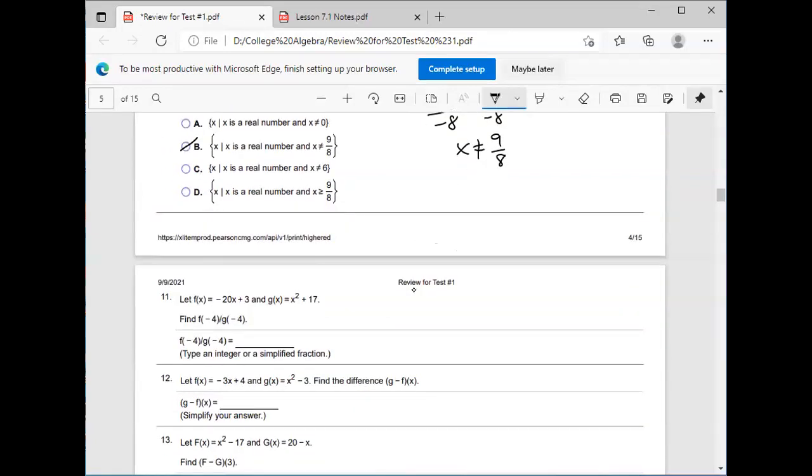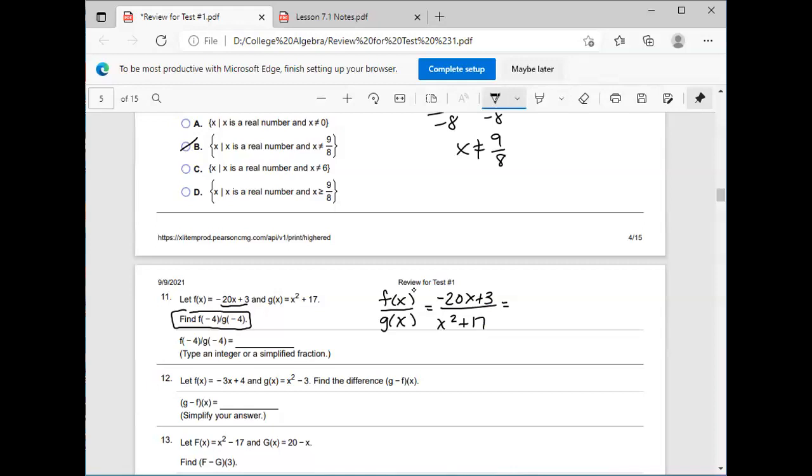So this one says, here's the problem, find f of -4 divided by g of -4. So this means we would do f of x divided by g of x is where we would start. It tells us over here f of x is -20x plus 3, and g of x is x squared plus 17. At this point, I could type this in my calculator under y equals, and I could look for -4 on my table, and I would get the answer that way. I just want to remind you about that.